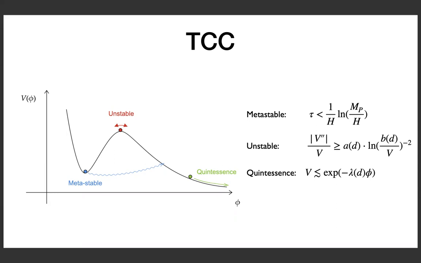Now, if you have a scalar potential, there are three different scenarios in which you can realize a cosmological expansion. One of them is that you can have your scalar field stuck in a metastable de Sitter. The other one is an unstable de Sitter, which, subject to quantum fluctuation, will exit this unstable equilibrium. Or you can have a quintessence-like model here.